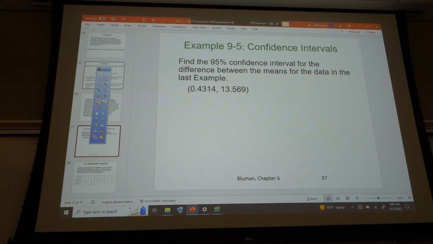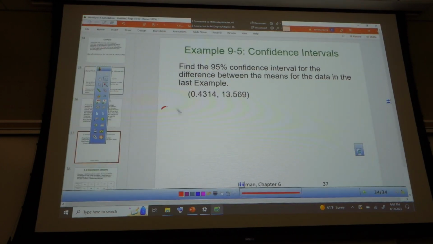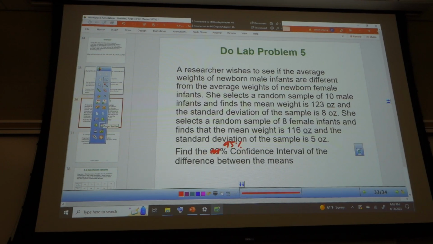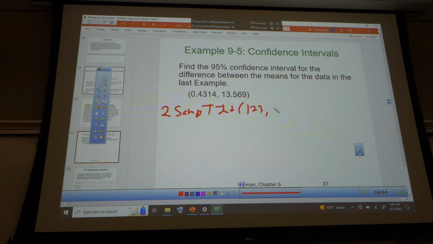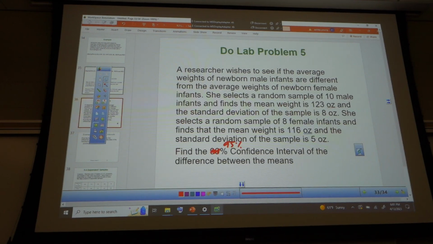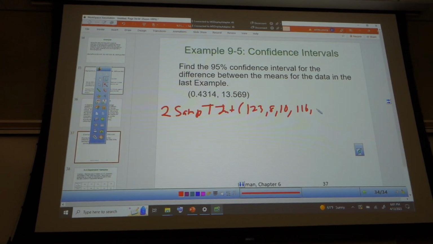So you folks did, this should be your result, because you did a 2 sample t interval of all of your pieces. What were your pieces? Your pieces were 123, 8, 10. Was it 116? 5, 8. Thank you. 0.90.